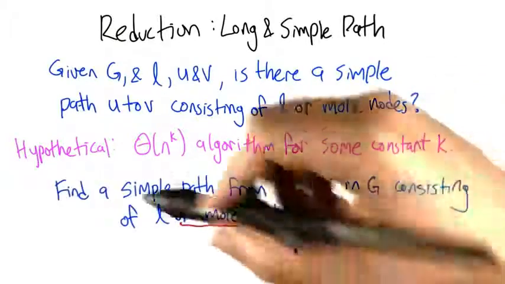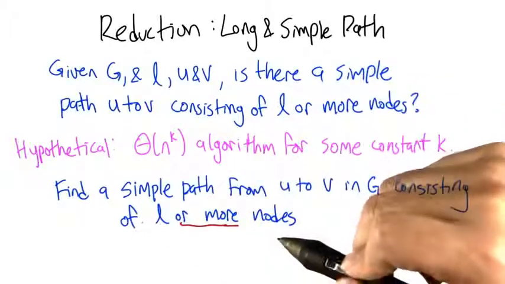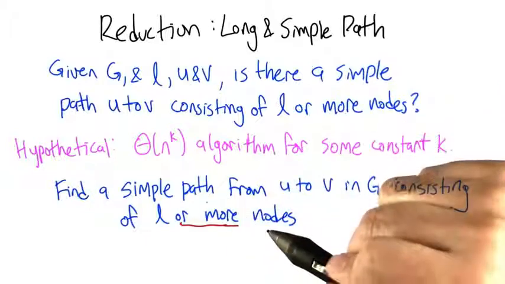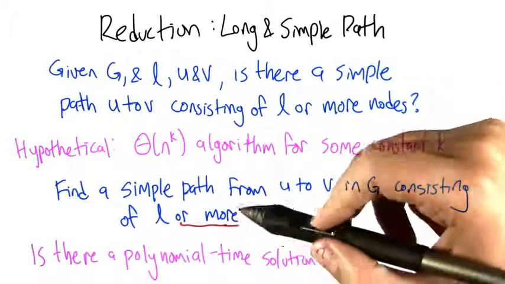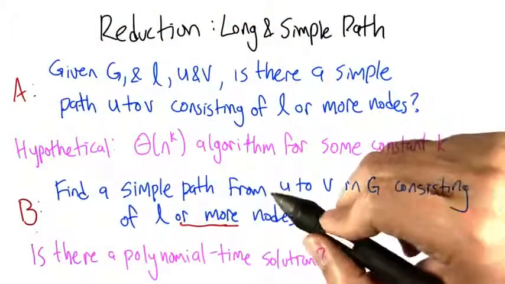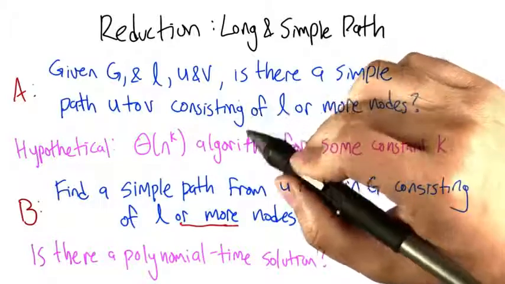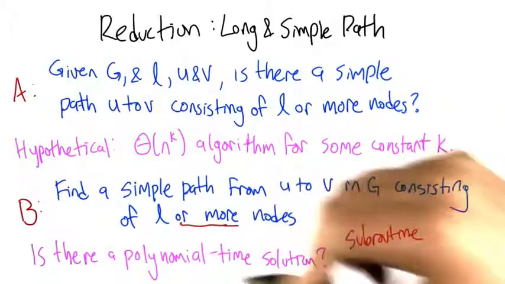All right, now here's a different problem. Find a simple path from U to V in G consisting of L or more nodes. So this one is just asking the yes-no question. This one's actually asking for the path. And we'd like to know, is there a polynomial time solution to this problem? We'll call it problem B. Assuming that there is a polynomial time solution for problem A, we can use the solution of problem A as a subroutine in solving problem B.